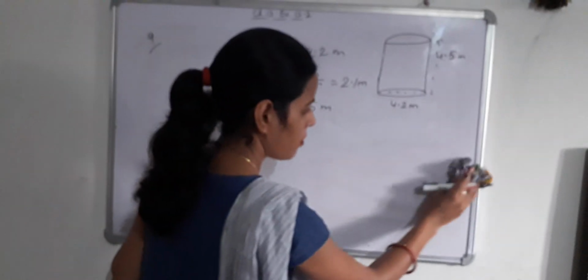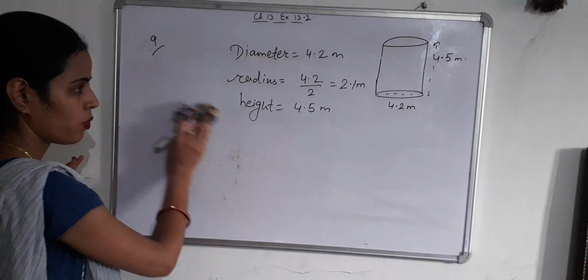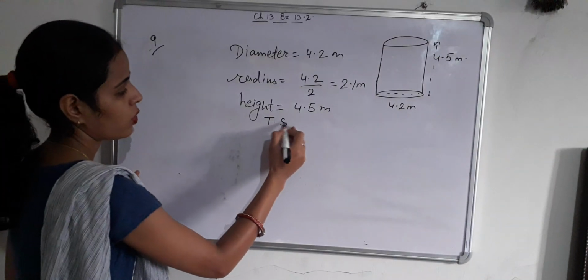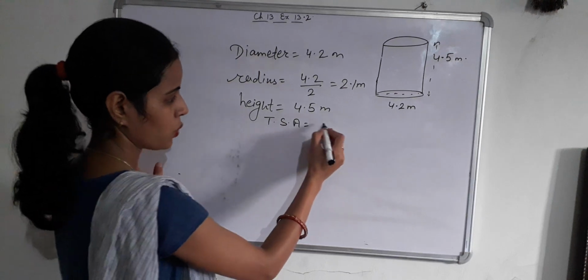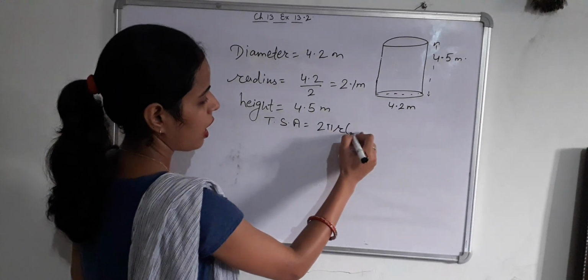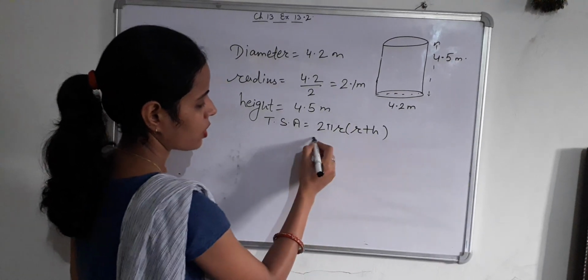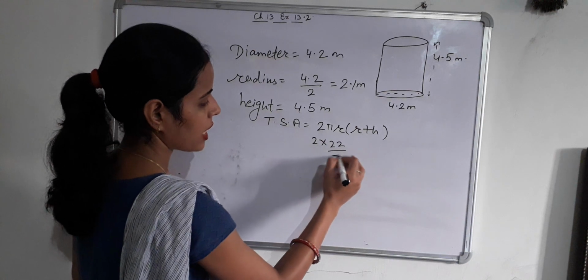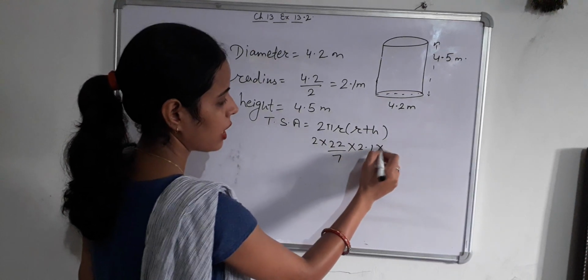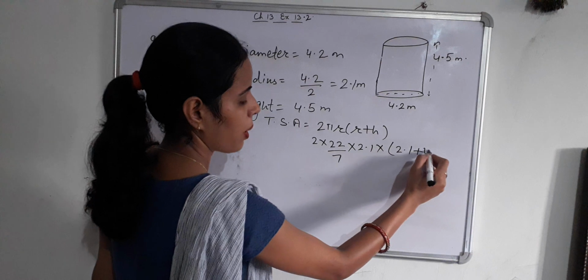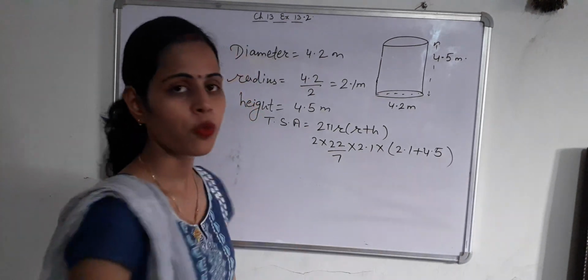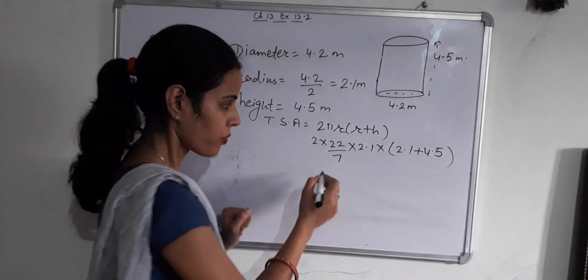Covered surface area will be 59.4. Then its total surface area. Total surface area equals 2πr(r + h). 2 into 22 by 7, r is 2.1 into 2.1 plus h is 4.5.